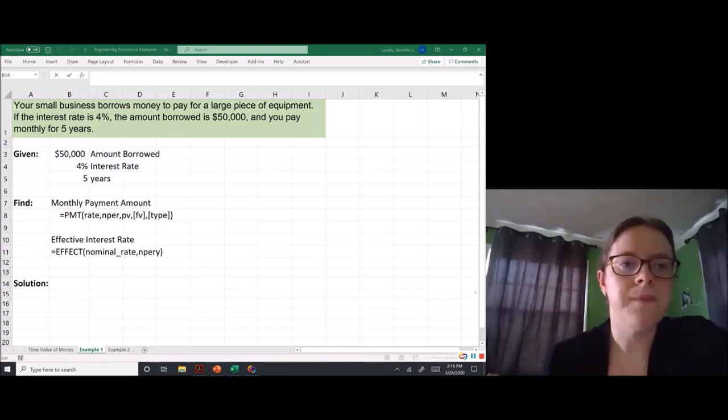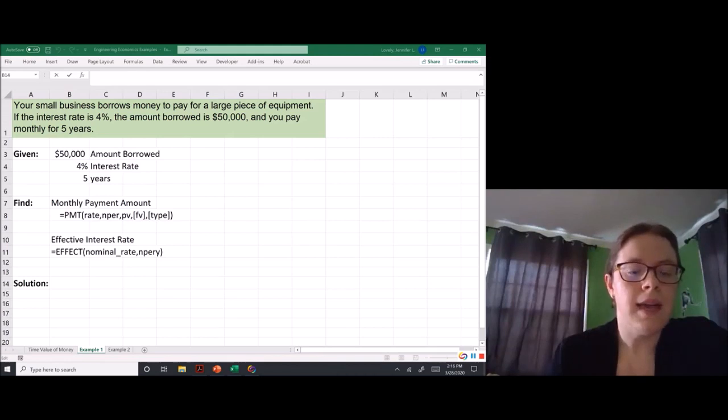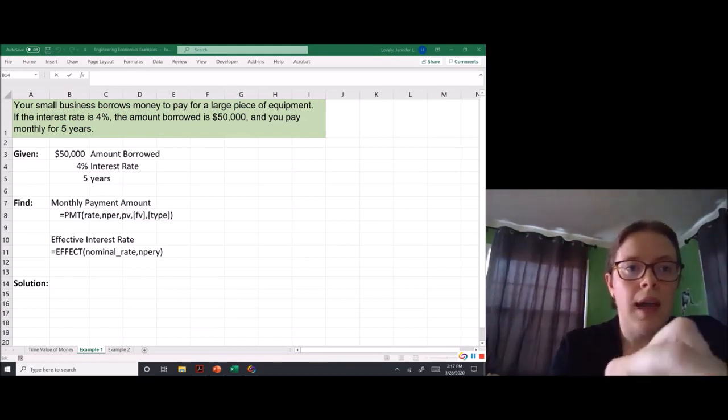as well. So here we're looking at example 1, and again, it's always important to write what we're given. $50,000 is the amount borrowed. We have a 4% interest rate, and we're going to pay it monthly for 5 years. So we're asked to find the monthly payment amount. So let's go ahead and draw a cash flow diagram.